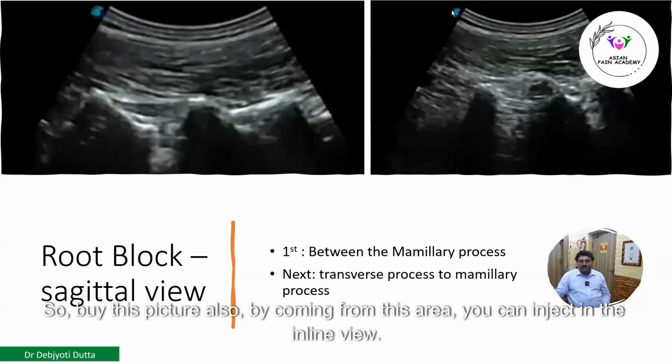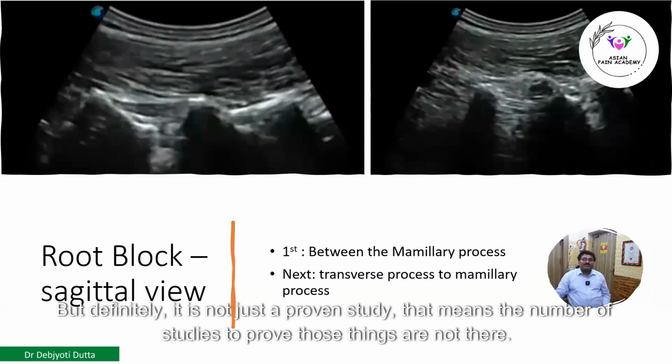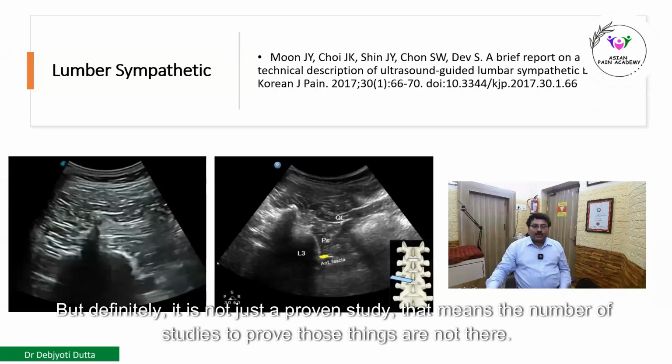So by this picture also, by coming from this area, you can inject in the inline view, and here you are actually seeing the artery. The chances of going into the artery is slightly less compared to the other area, but definitely it is not a proven study. That means the number of studies to prove those things are not there.